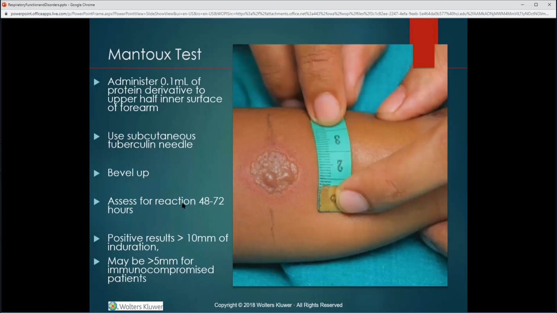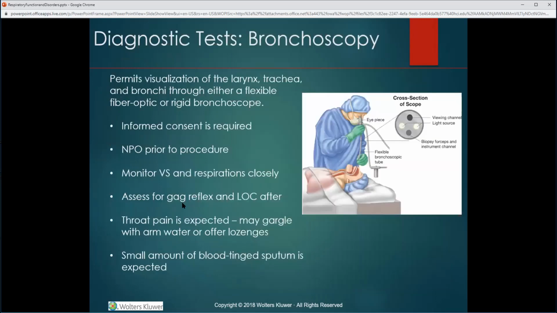Now, obviously, and then at the bottom, just one more thing, more than 10 millimeters for a healthy person, but if they're immunocompromised, you should even be alarmed if it's just slightly abnormal. You still want to be on high alert because they're high risk.